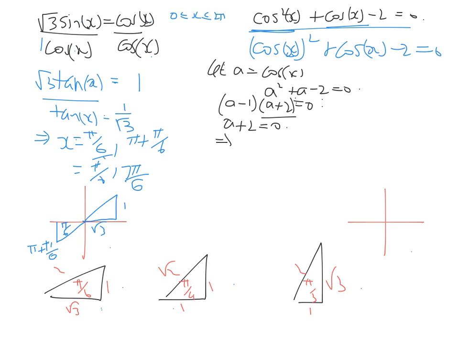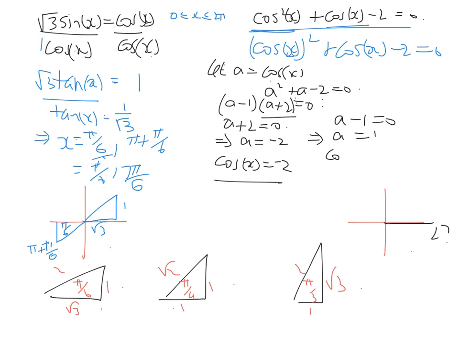So that implies that a equals negative 2, but we know that a equals cos of x. So cos of x equals negative 2. So we've got to ask ourselves, do we ever have a horizontal distance of 2? No, never. So this is not a solution. So we have to look at our other one. So we look at a minus 1. So we will have a minus 1 equals 0, in which case we're left with a equals 1.